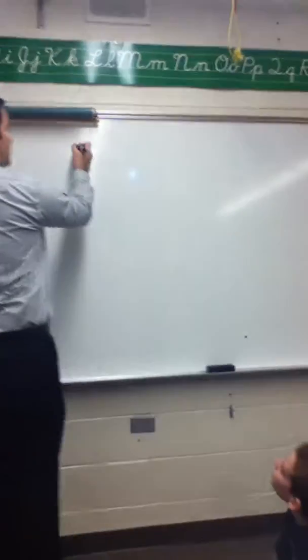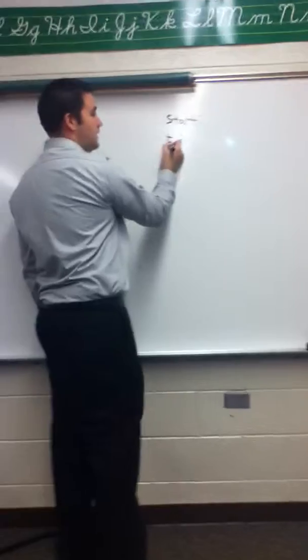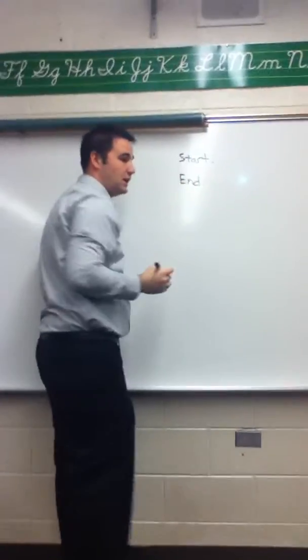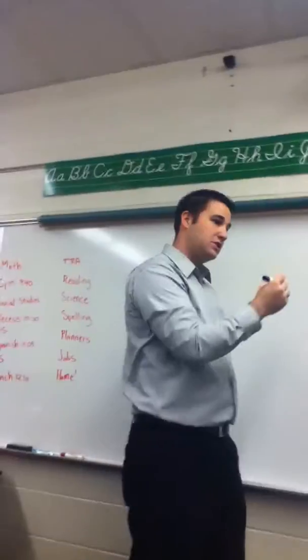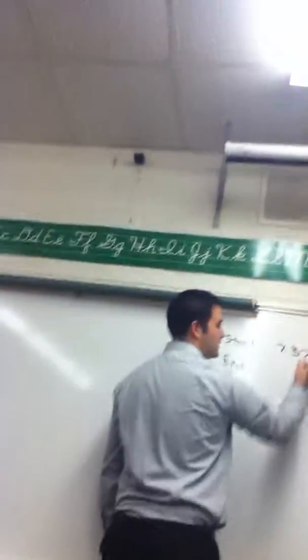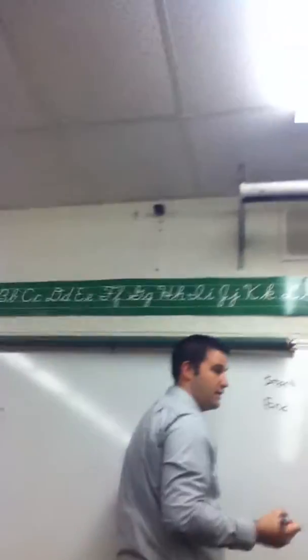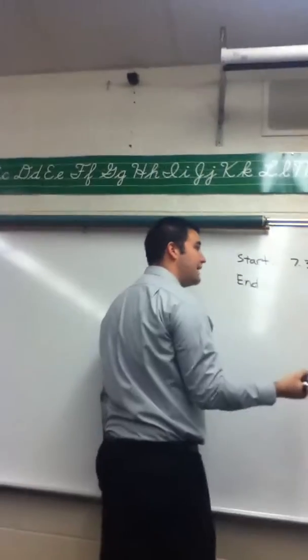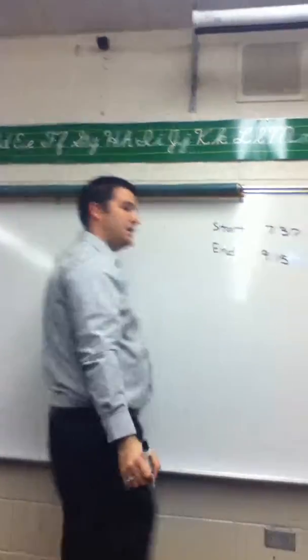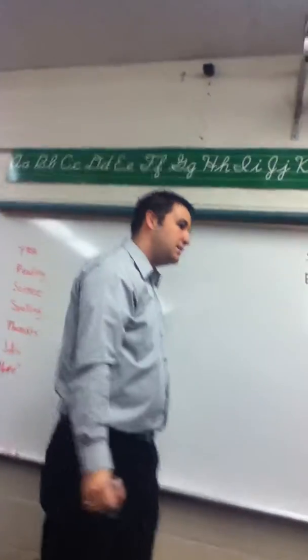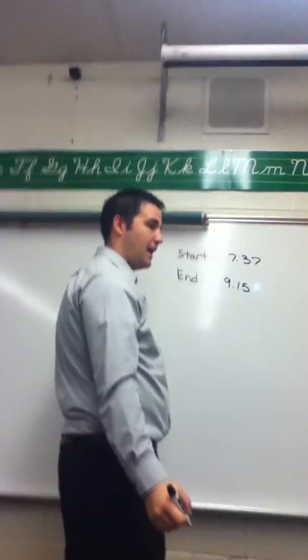So a lot of times you're going to see a start and an end, and they will give you these two times that you need to know. And then your job is to figure out how much time is between them. So let's say that I have an event that starts at 7:37, okay? And then the event ends at 9:15. And I need to figure out how many minutes or how many hours have gone by.